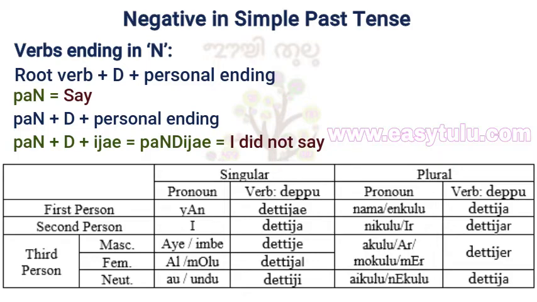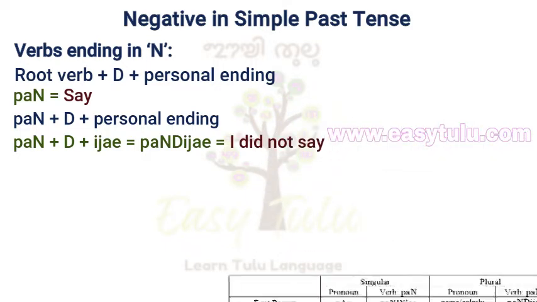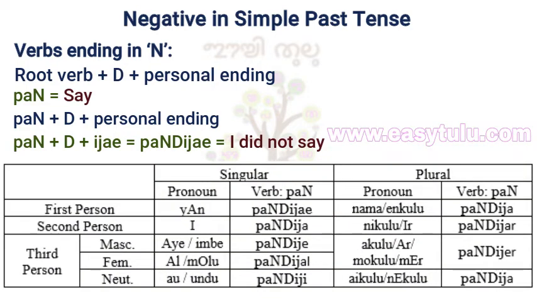Negative personal ending for yanu is ija. Panu plus du plus ija. Pandija means I did not say. Yanu pandija, I did not say. E pandija, you did not say. I or imbe, pandija, he did not say.